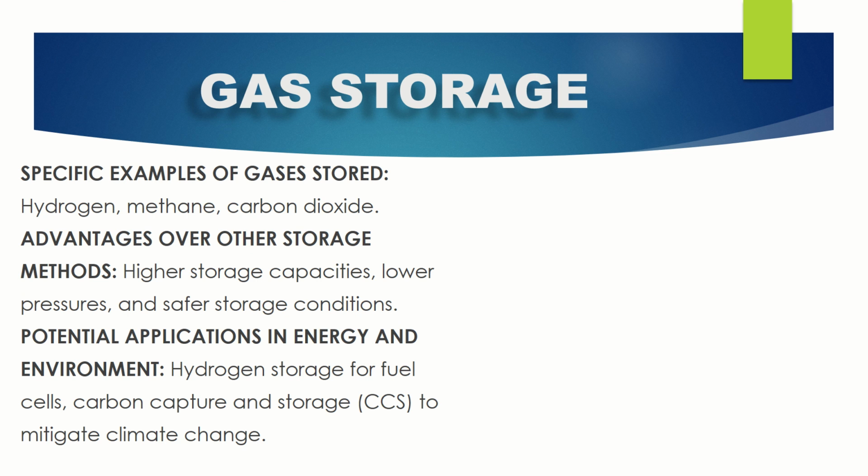1. Gas storage. Specific examples of gas stored are hydrogen, methane, and carbon dioxide. Advantages of gas storage over other storage methods: it has higher storage capacities, lower pressures, and safer storage conditions. Potential application in energy and environment: hydrogen storage for fuel cells, carbon capture and storage, CCS, to mitigate climate change.